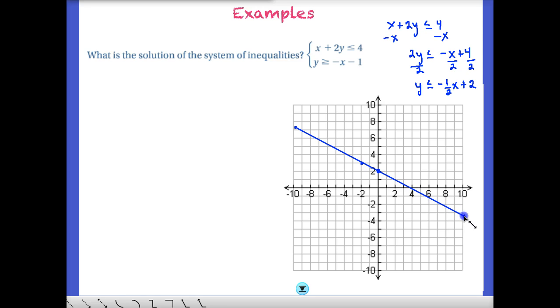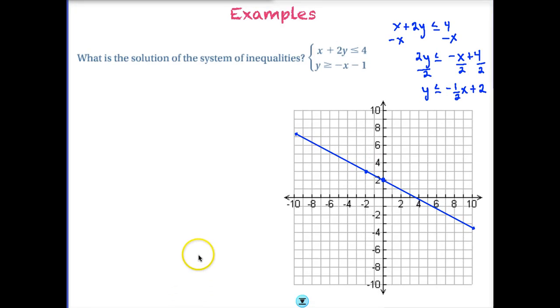Okay, and notice that I'm creating a boundary line that goes through the entire plane. That way it'll be easier to do my shading. So I want all the y's that are less than or equal to this equation. Those y's are going to be down below. These are all the y's that are less than or equal to. So when I do my shading, I would shade down here.